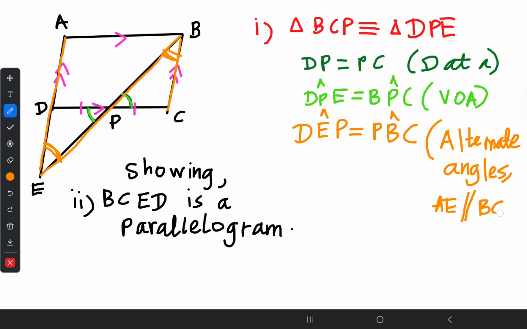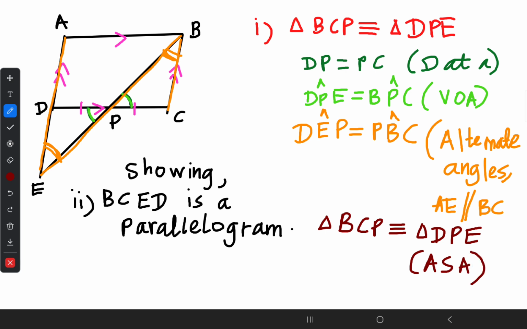That's how we derived it. Think about it. We are just extending this line a little bit, the same line. So it will produce the same parallel line as the existing one. That's how we correlated these alternate angles. So finally, triangle BCP is congruent with triangle DPE. The reason is there are two angles and a side, so ASA or else AAS. Likewise, we can show the congruence between these two triangles.